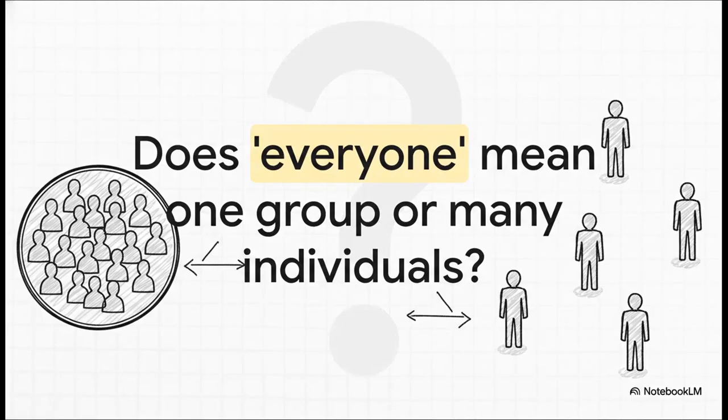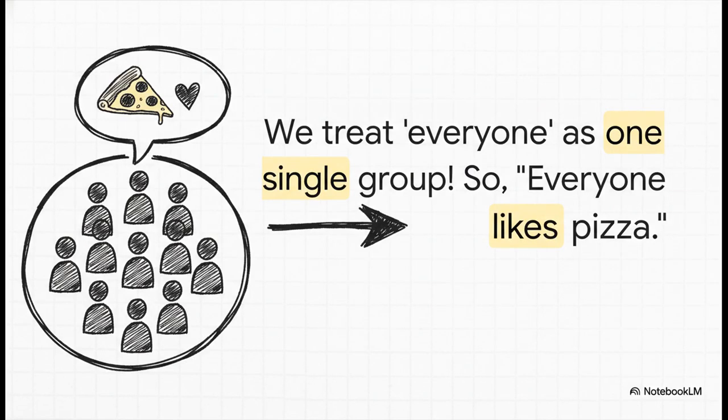So let's pause for a second and really think about this. When you say everyone, are you picturing one single group, like a team, or are you picturing a lot of different people all doing their own thing? Exactly. In grammar, we treat it as one single group, one unit. And that's why this rule works. Since we think of everyone as a single thing, the verb needs an S. So we say, everyone likes pizza, not everyone like pizza.